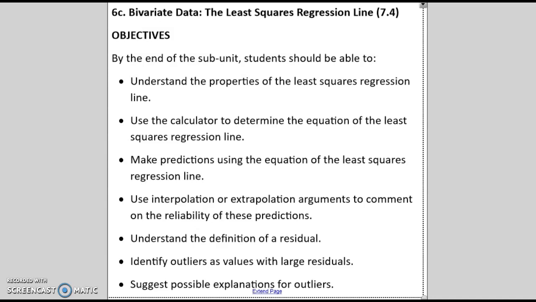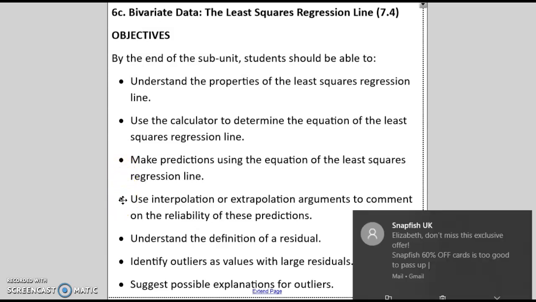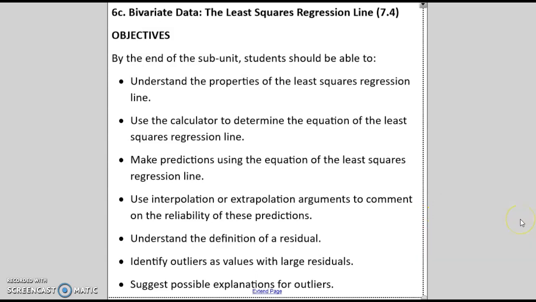So you need to be able to understand the properties of the least squares regression line. So that might be something you haven't heard of before. You need to be able to use a calculator to determine the equation of the least squares regression line. You need to be able to make predictions using the equation of the least squares regression line. You need to be able to use interpolation or extrapolation arguments to comment on the reliability of these predictions. You need to be able to understand a definition of a residual.